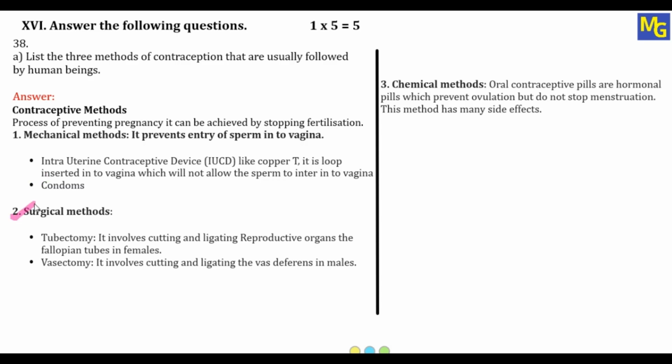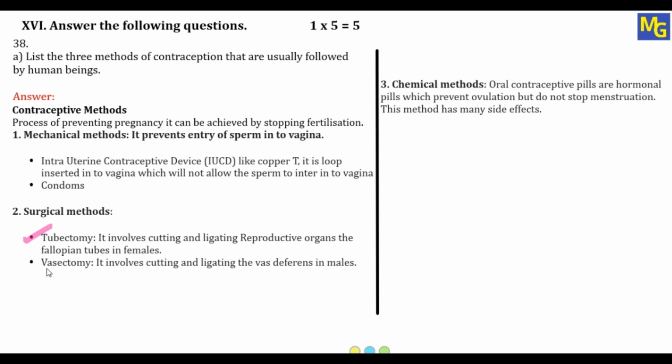Second method is surgical method. Surgical method means here a small surgery or a small operation will be done. This type of method we can see in both males and females. In females it is called tubectomy, where it involves cutting and ligating reproductive organs like fallopian tubes. So fallopian tube is the one which carries the egg for the fertilization. So here we are going to cut that fallopian tube and we are going to ligate it, we are going to tie it. And this will be done in female, therefore it is called tubectomy.